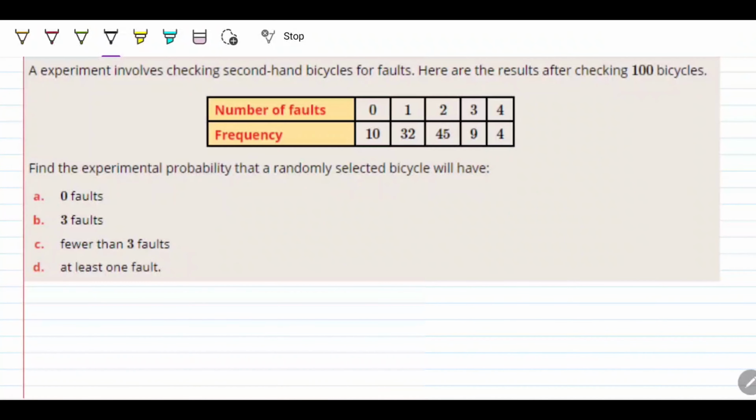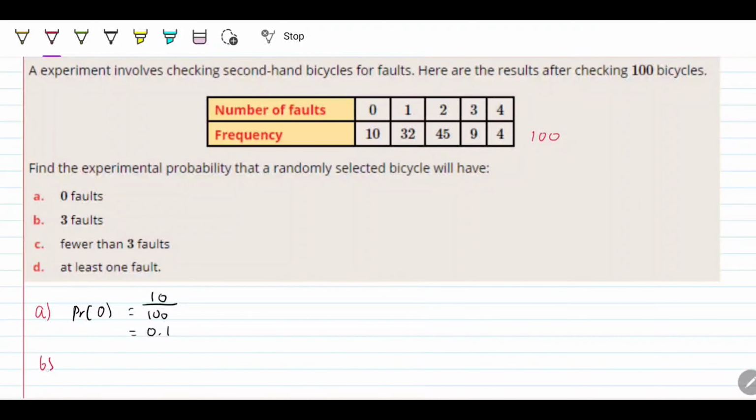Let's have a look at this question. An experiment involves checking second-hand bicycles for faults. Here are the results after checking 100 bicycles. Find the experimental probability that a randomly selected bicycle will have 0 faults. For this question, you'll notice that the frequencies 10, 32, 45, 9, and 4 will add up to 100. To find the probability for 0 faults, you need to ask yourself in the column how many have 0 faults. That frequency will be 10. So this will be 10 over 100, which is equivalent to 0.1.